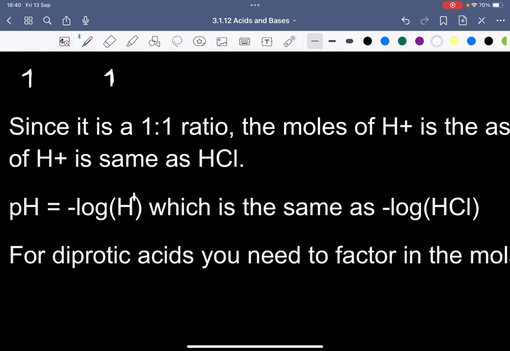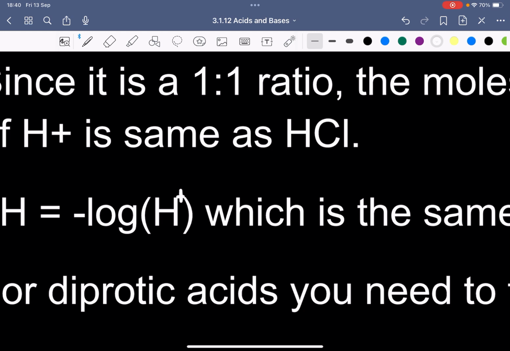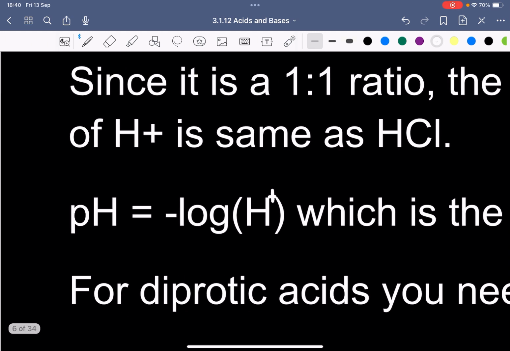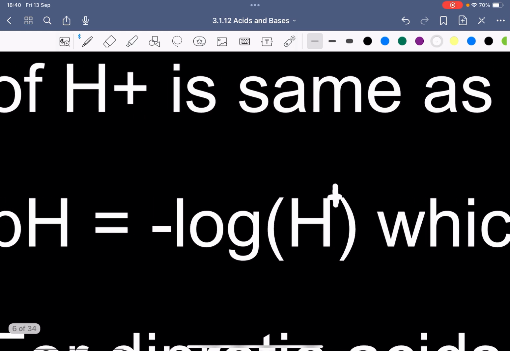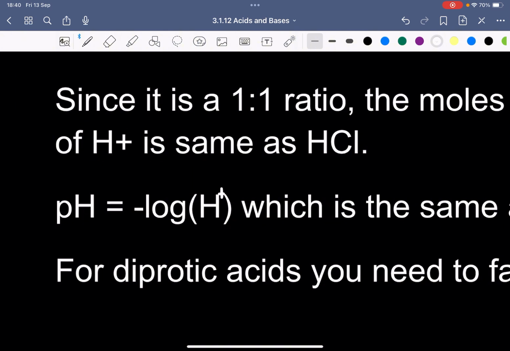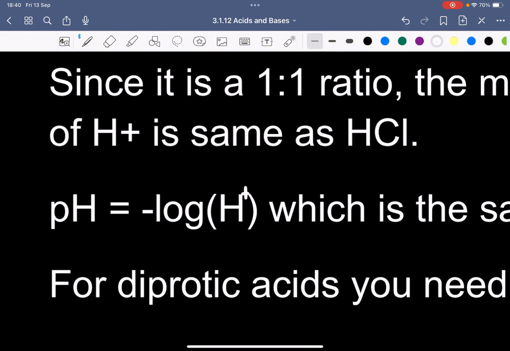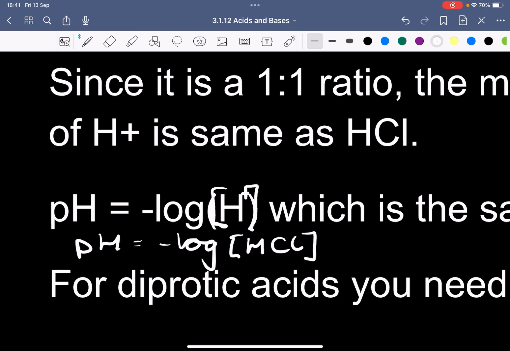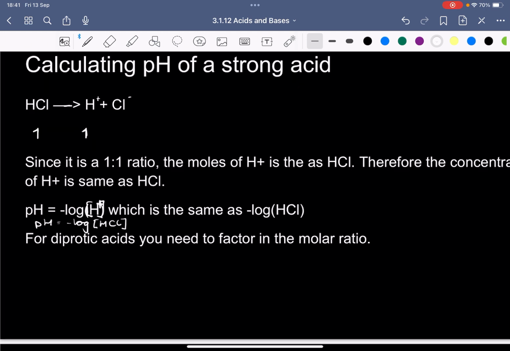Now, before we said that the pH is minus log [H+]. But we just said that the concentration of H plus is the same as the concentration of hydrochloric acid. So, we can say that the pH is also equal to minus log [HCl]. Okay, I'm just going to put square brackets here as well. It's very important to remember you can't use normal brackets for concentration. Now for diprotic acids, you also need to factor in the molar ratio.